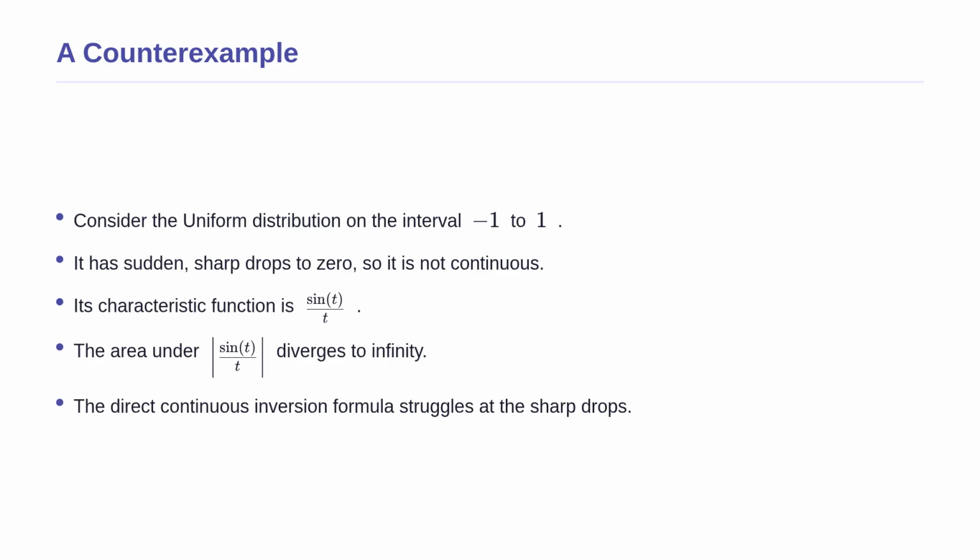Its characteristic function turns out to be sine of t divided by t. If you try to find the total area under the absolute value of this function, the area actually grows forever. It diverges to infinity. Because it is not absolutely integrable, the direct continuous inversion formula struggles at the exact points where the box drops to 0.